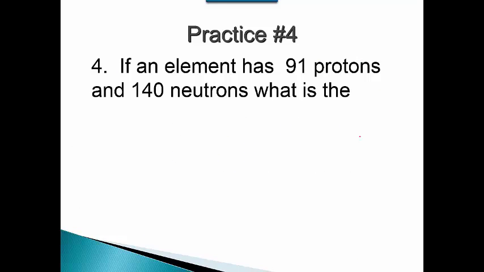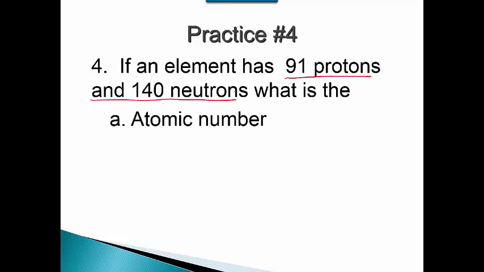All right, last practice problem we're going to do together. You're going to do number 5 on your own, and I'll check that one in class. We have 91 protons, we have 140 neutrons. So they're giving us a little bit different information in this one. The atomic number, that's always the number of protons. By definition, atomic number is the number of protons. They gave us that in the problem as 91.